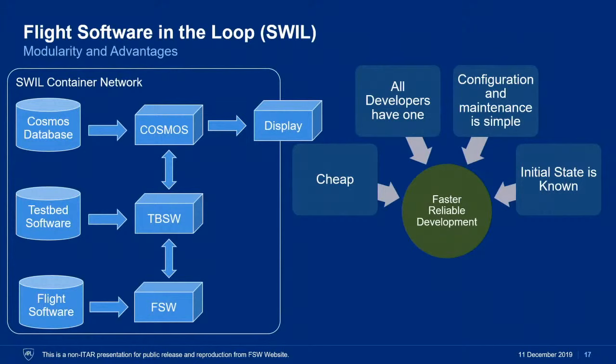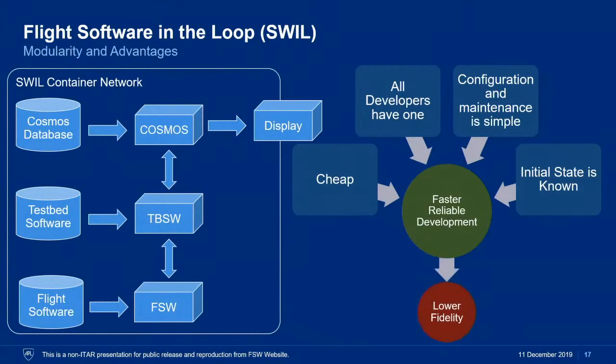So what this gives us is something that's cheap. All developers can have one because it literally runs on just your laptop. Its configuration and maintenance is simple, mainly because you don't have to worry about it much. And the initial state is known, because once you've torn down that stack and bring up a new one, it's going to be brand new. So this makes for faster, reliable development. But what's the problem here? The problem is that we're not running on any actual hardware, so we have lower fidelity.